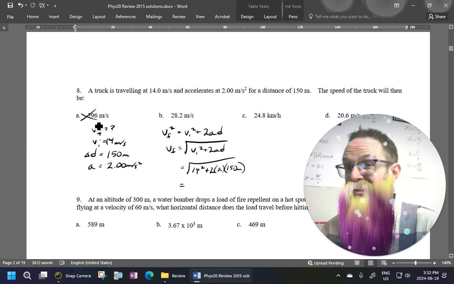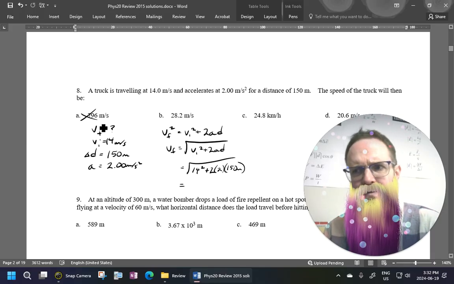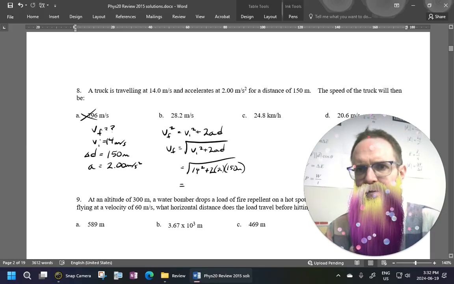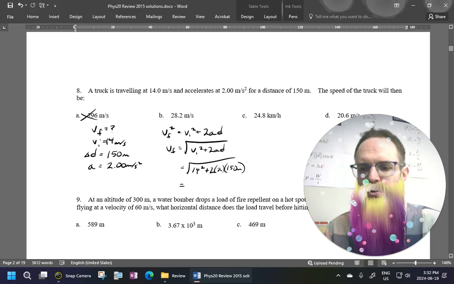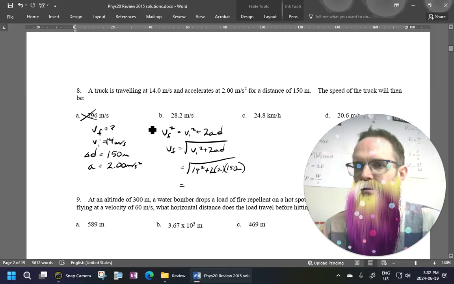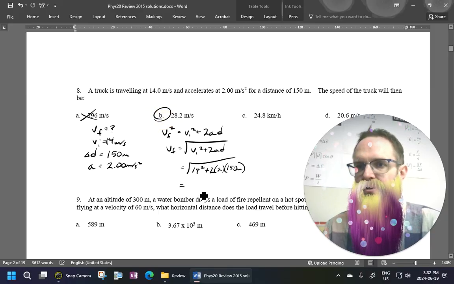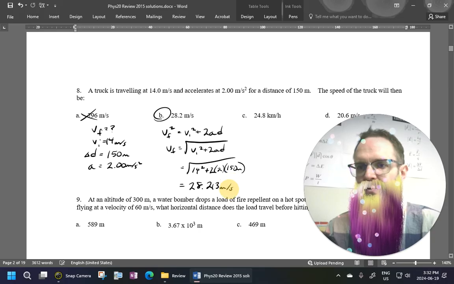It seems a bit unreasonable, right? Think about these numbers. It's bigger than 300 meters per second. That's faster than the speed of sound. It doesn't seem reasonable for a truck. But it's 28.213 meters per second. There you go.